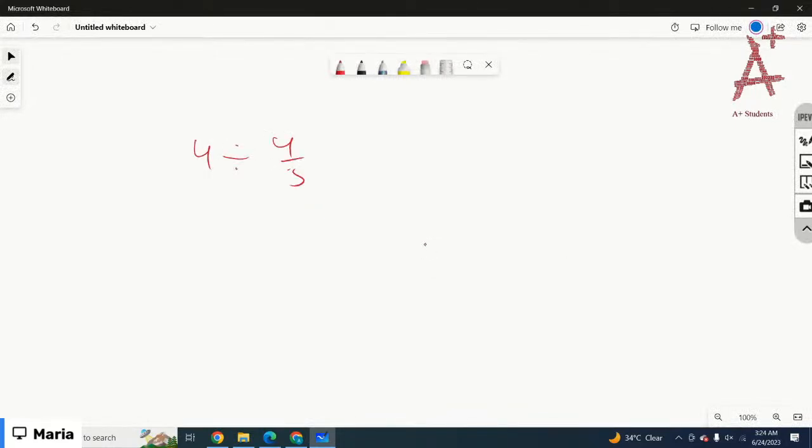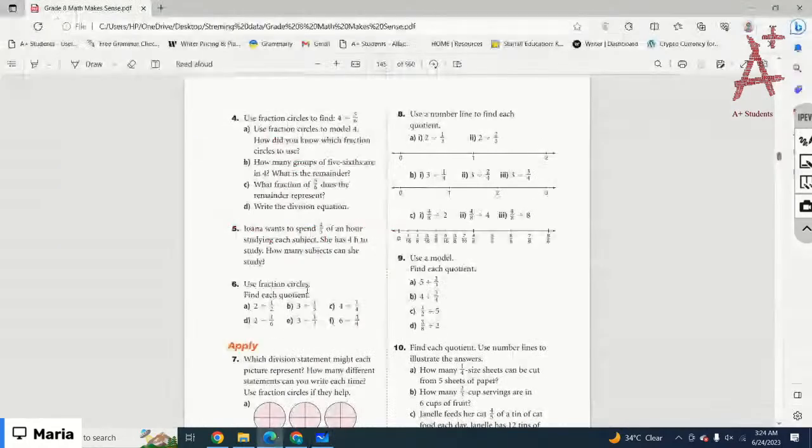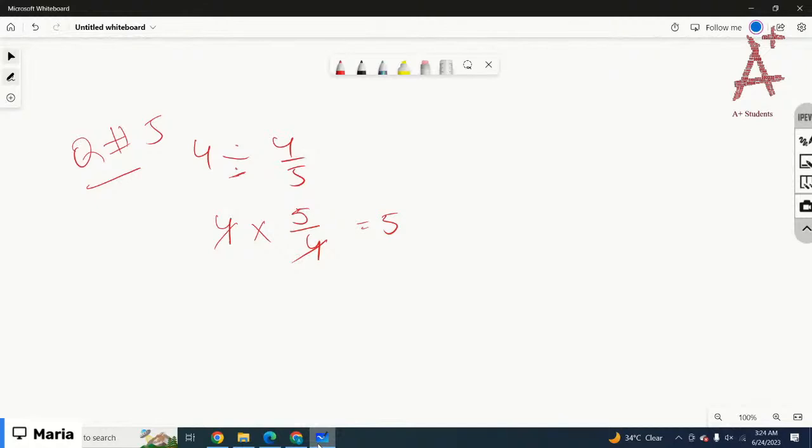4 divided by 4 over 5. This is question number 5, I think. Okay, you have to replace this division sign with multiplication and take the reciprocal of the fraction, so it would be 5 over 4. Got it? So 4 and 4 cancel out, so you are left with 5. In the question, you have to ask how many subjects can she study? So that means in 4 hours, if she spends 4 over 5 of an hour on each, she can study 5 subjects in total. Got it? So the correct answer is 5.